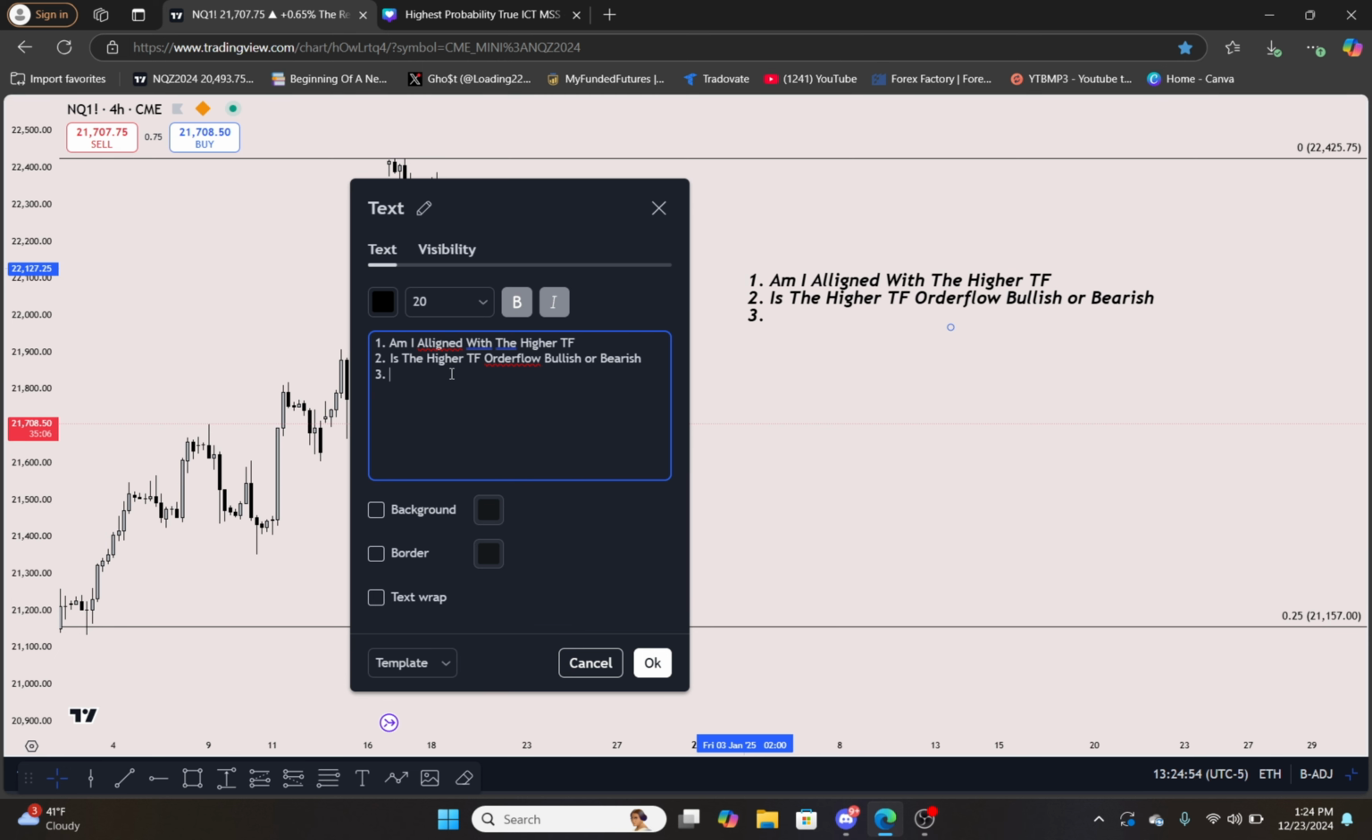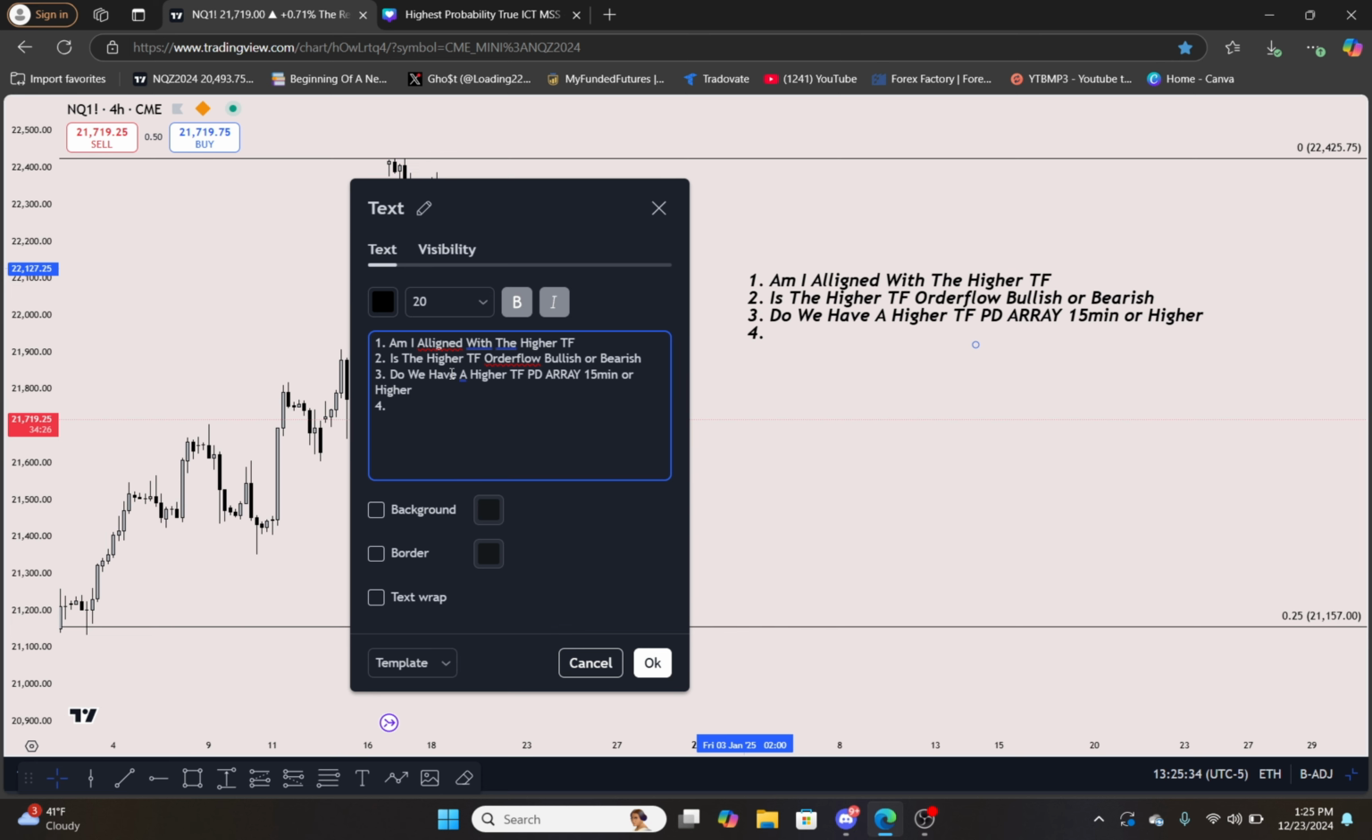Now, number three: do we have a higher time frame PD array above? Let's say, do we have a higher time frame PD array, 15-minute or higher? Do we have a higher time frame PD array that we are reacting off of?